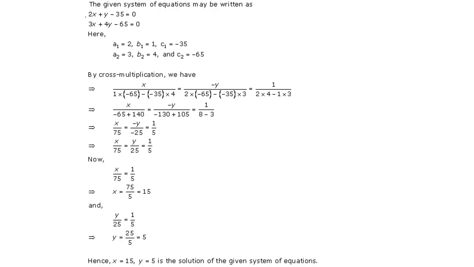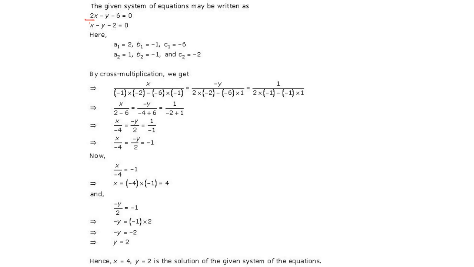Same thing, exactly same thing. So a1 is 2, a2 is 3, b1 is 1, b2 is 4, c1 is minus 35, c2 is minus 65. Now I do the cross multiplication. You get x as 1 by 15 and y as 5.